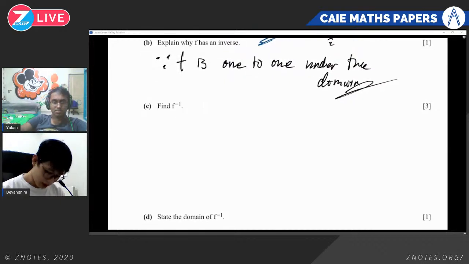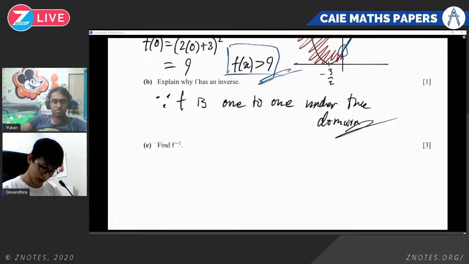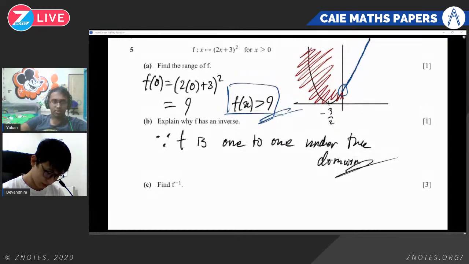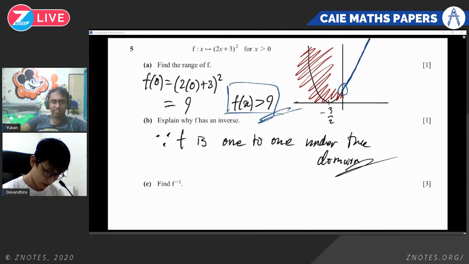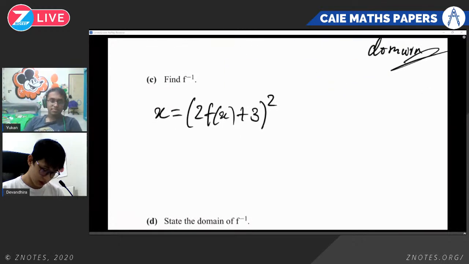Next one. Find f inverse. So how can we find f inverse, Yugen? The inverse of a function is always when the x and f of x switch, because it's reflected on the line y is x. So you can have x equals 2 times f of x plus 3, all squared, and you just solve for f of x. Exactly. So let's solve it.